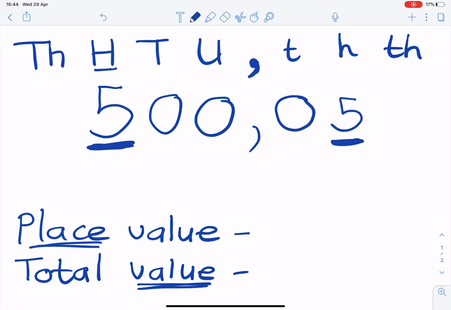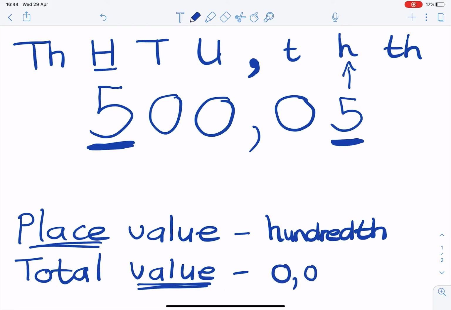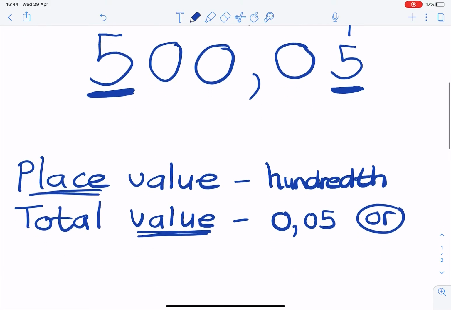Let's look at the other 5. What is the place value of that 5? Well, we're asking you where is it placed. It's in the hundredths column, so your answer would be hundredth. What is the total value? How much is it worth? It is worth 0,05 or 5 hundredths.